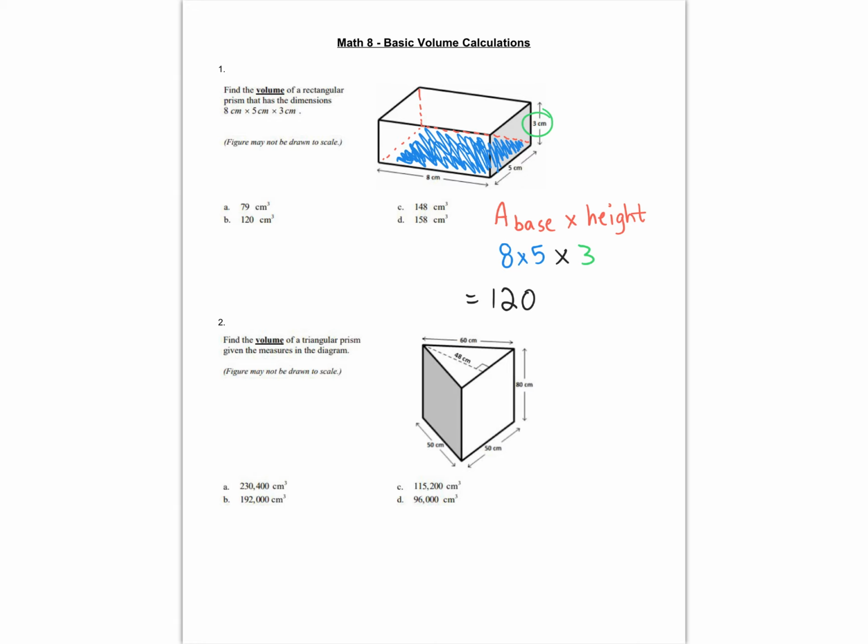Now, because we're talking about volume, it's in 3 dimensions. So for area we had units like meters squared, but for volume we will have meters cubed. So this 3 is new. In this case, the volume of this box would be 120 centimeters cubed.